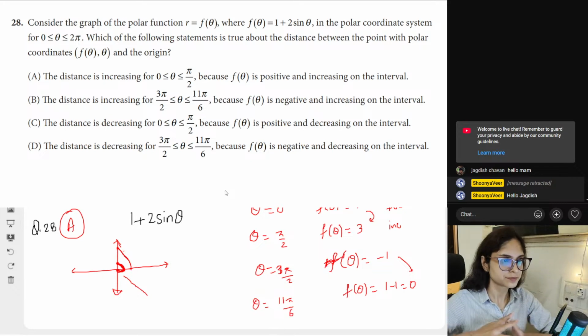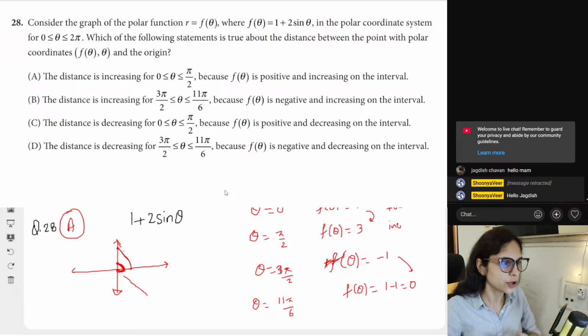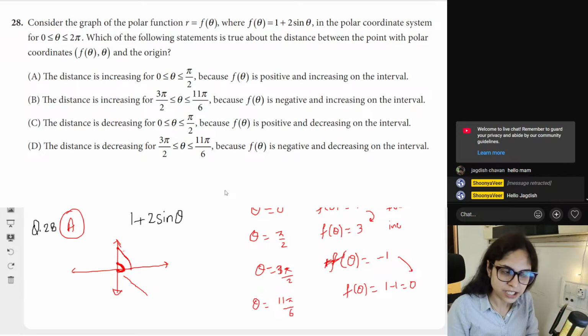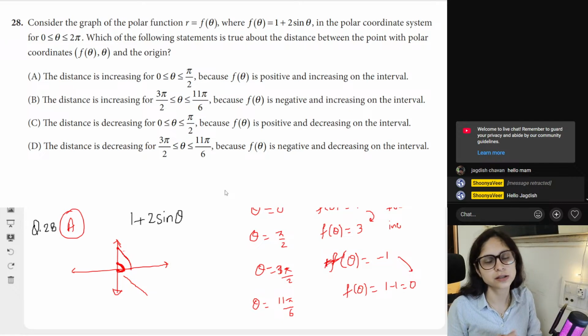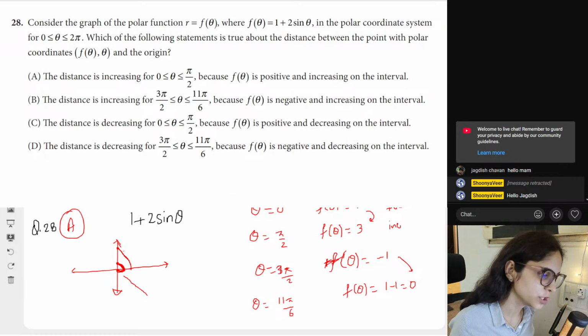Option C you can already get rid of. And option B, it's negative and increasing, that is correct, but distance is decreasing, distance is not increasing. Because the distance from the origin at 3 pi over 2 is 1, and at 11 pi over 6 it's 0, so it's decreasing from 1 to 0. So it's option A.